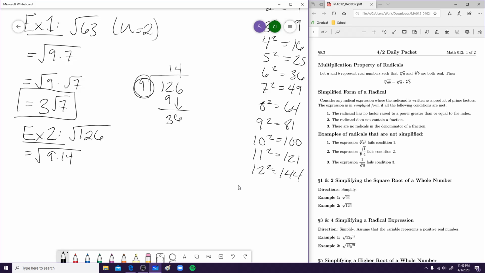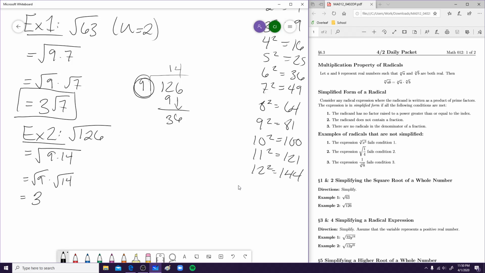Now we use the multiplication property, and I'm going to separate it. So the square root of 9 times 14 can be rewritten as the square root of 9 times the square root of 14. And the square root of 9 is 3, because 3 squared is 9. And now with 14, I didn't do this up here, since 7 is a prime number, I just automatically did that.